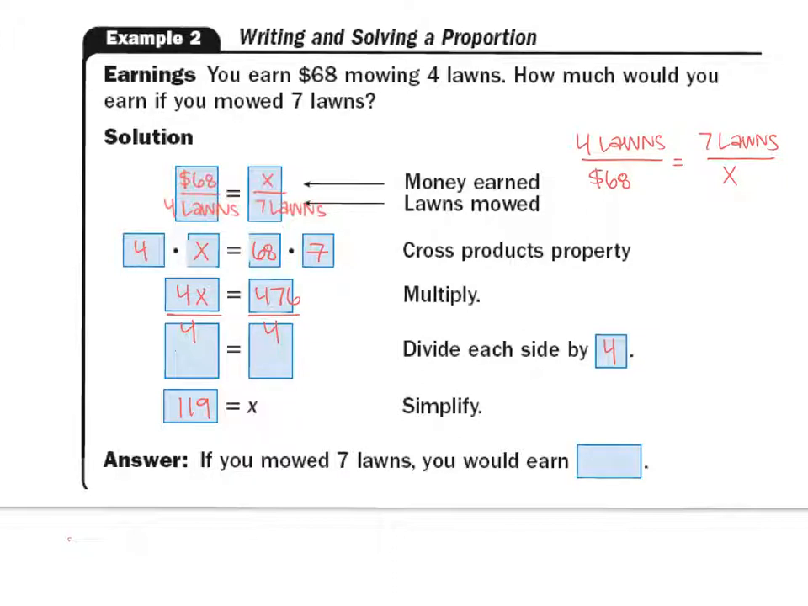Now, because this is a word problem, it has to have a label. And in this problem, the answer is that if you mowed 7 lawns, you would earn $119. Don't forget that $ sign. That's an important part of your answer.